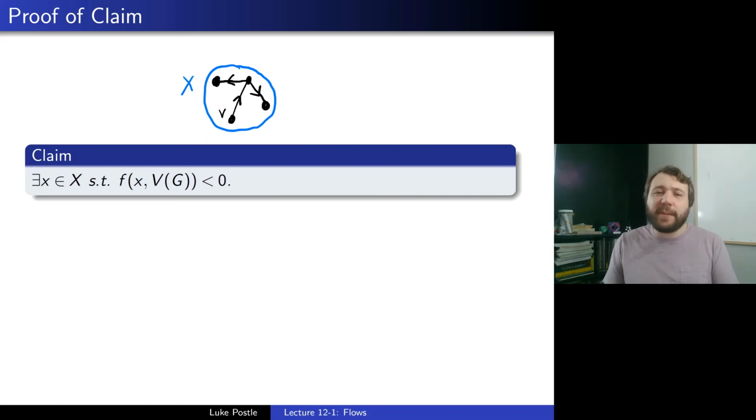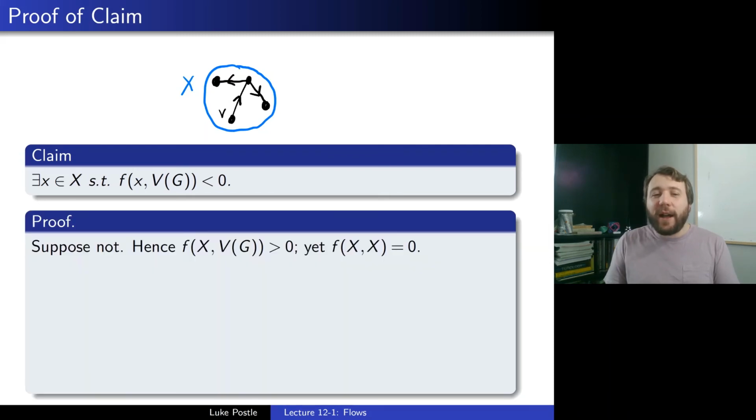So here's a picture. Here's X, here's v, and here's maybe the set of vertices that are reachable by these positive paths. I claim that there's some sink x. Why? Suppose not. What would it mean? It would mean that all of the vertices inside X are either positive, they're sources, or they're net 0. So that means the total flow coming out of that set X is positive. X as a set is a source. Yet f of (X, X) is still 0.